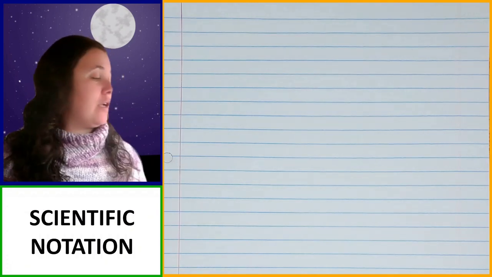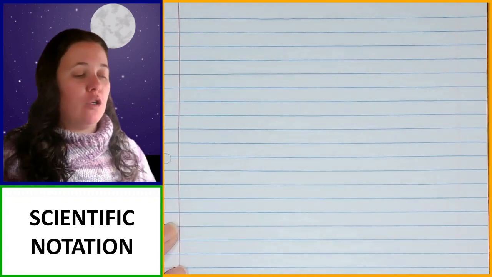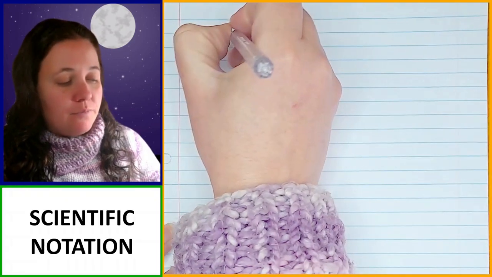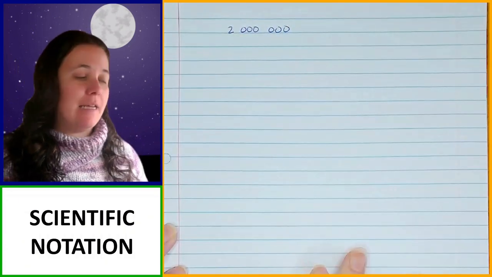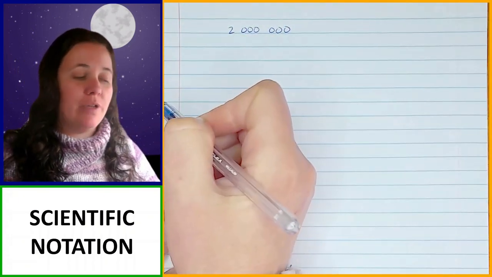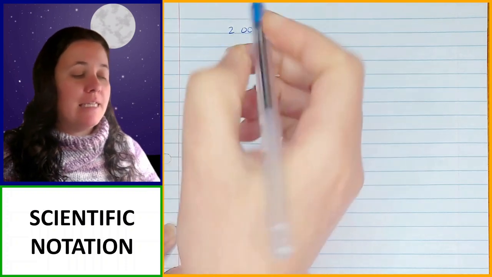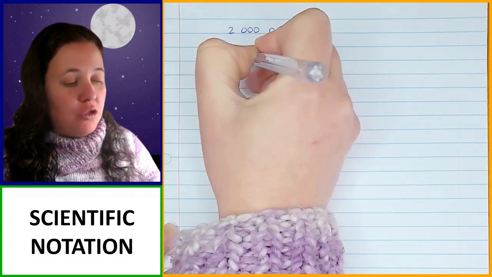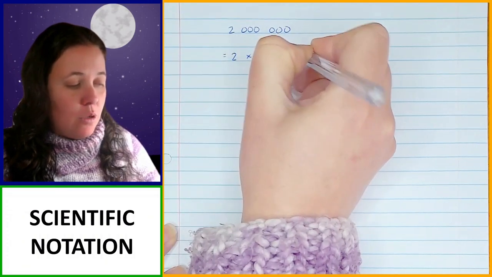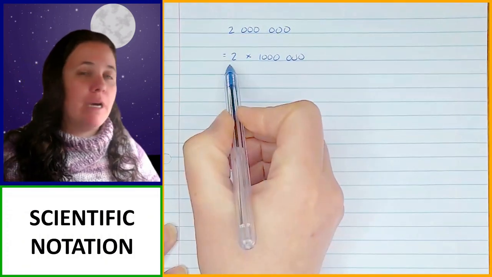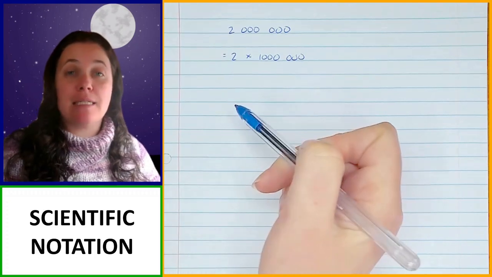So let's take an example where we're just going to look at the number 2 million, which can be written like that. So this is the number 2 million over here. Now, this is the same as 2 times 1 million. I could write that as 2 times 1 million. It means the same thing.